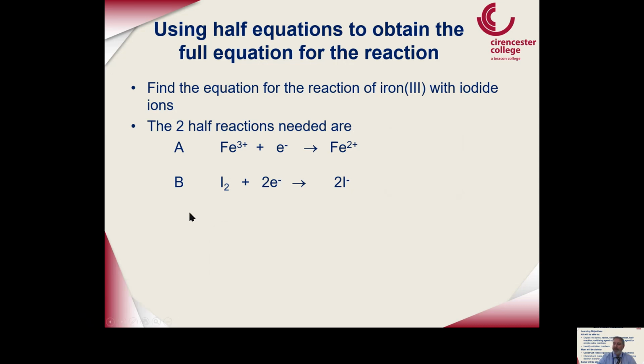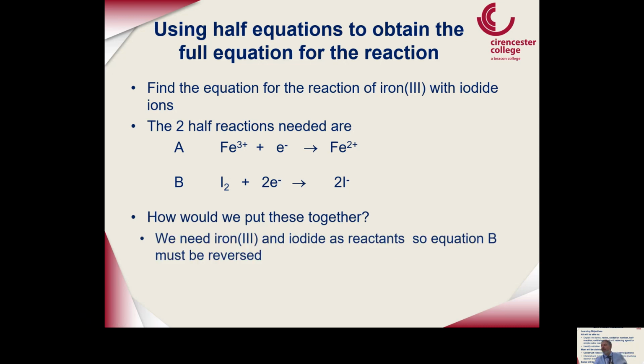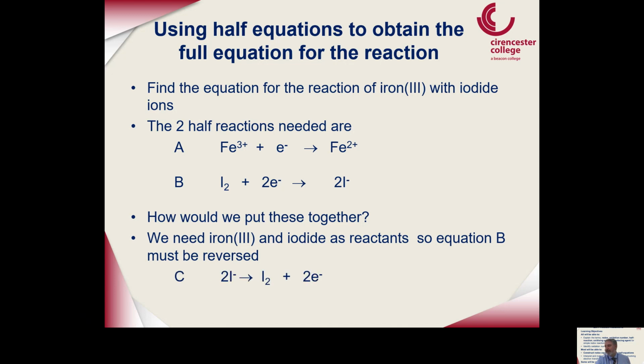So how do you put them together? We need iron 3 and iodide as reactants, so equation B must be reversed. You can see here that in these two, the electrons are on the same side. So we need to reverse equation B, giving 2I minus becomes I2 plus 2 electrons. Otherwise we could only put iodide with iron 3 plus, or iodine with iron 2 plus. So let's do it this way around: we reverse B first, and we have a new equation, C.